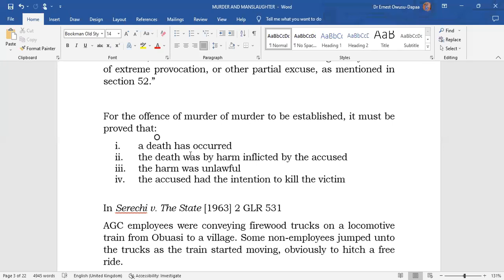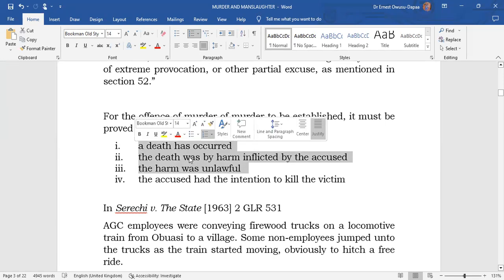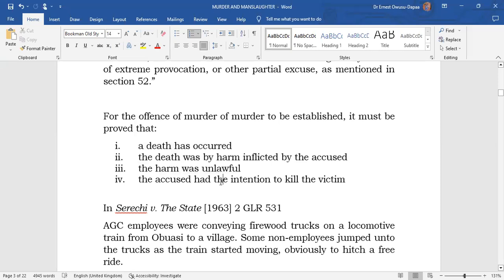So let's pay attention to some of these technicalities. And then where you find that death has occurred in the story, you must also see that the death was by harm inflicted by the accused. So the death was caused by harm inflicted by the accused, and the harm was unlawful, and then the accused had the intention to kill the victim. So when you are answering a question, if you go systematically, you will notice that you'll be able to address the question meaningfully and get all the answers. So let's say the first three are the actus reus of the offense of murder. And then the fourth one, the mens rea, as it were.